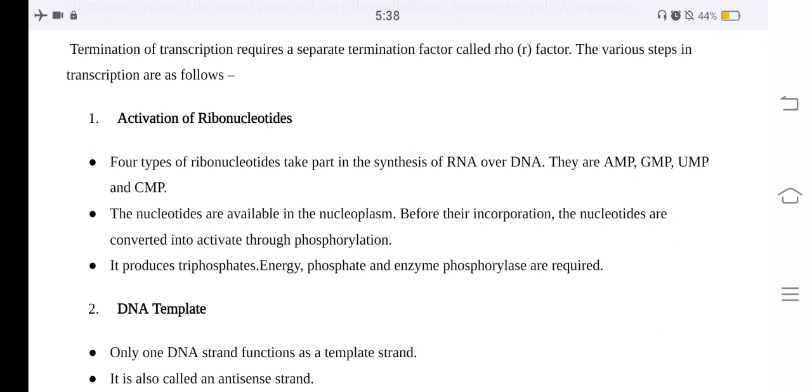The various steps in transcription are as follows. Activation of ribonucleotides. Four types of ribonucleotides take part in the synthesis of RNA over DNA. They are AMP, GMP, UMP, and CMP. The nucleotides are available in the nucleoplasm. Before their incorporation, the nucleotides are converted into active form through phosphorylation. It produces triphosphates. Energy, phosphate, and the enzyme phosphorylase are required.